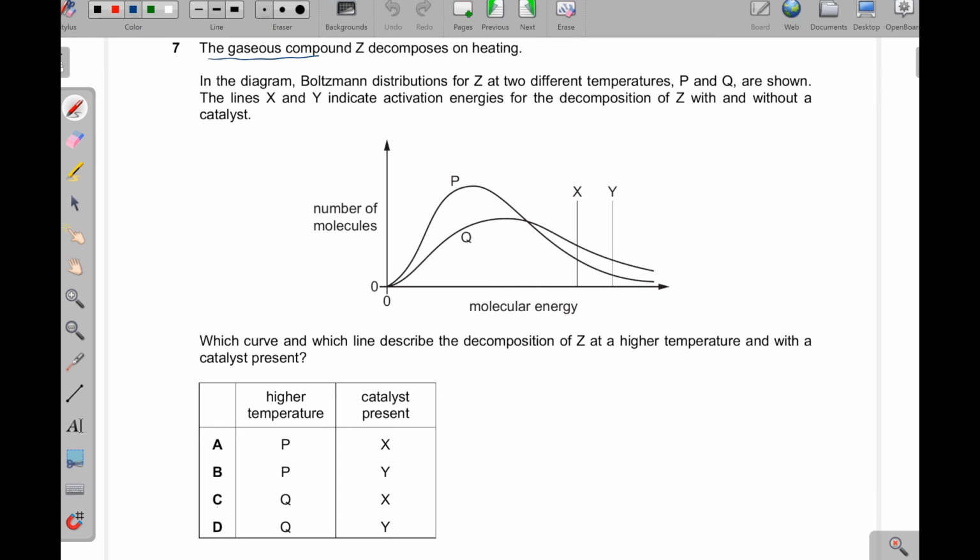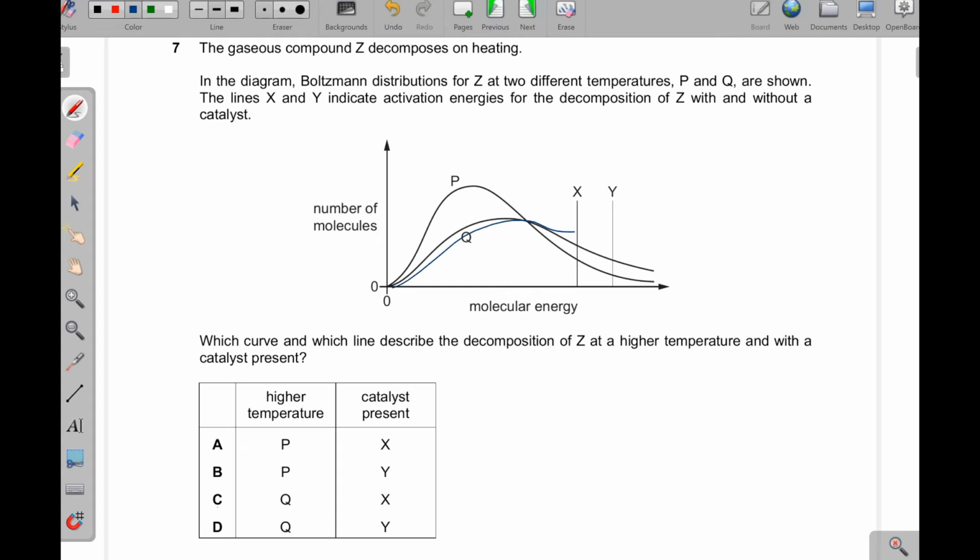Question 7. The gaseous compound Z decomposes on heating. In the diagram, Boltzmann distributions for Z at 2 different temperatures, P and Q, are shown. The lines X and Y indicate activation energies for the decomposition of Z with and without a catalyst. These are the ones here. They are asking which curve and which line describes the decomposition of Z at a higher temperature and with a catalyst present. Okay, at a higher temperature, this curve has to bend to the right.